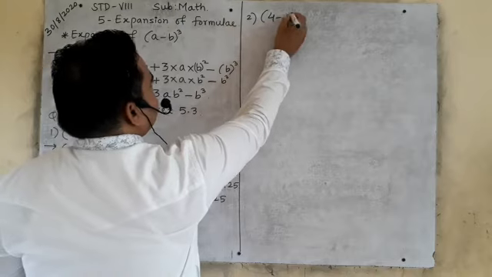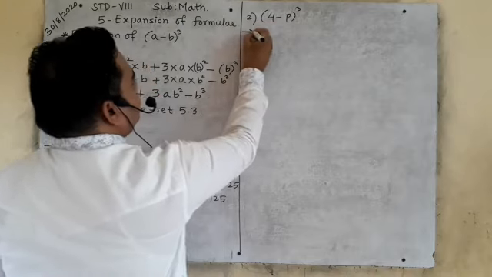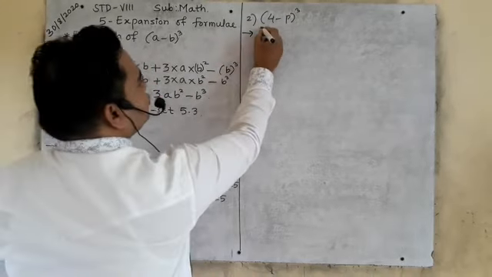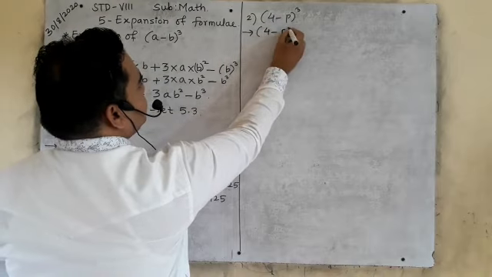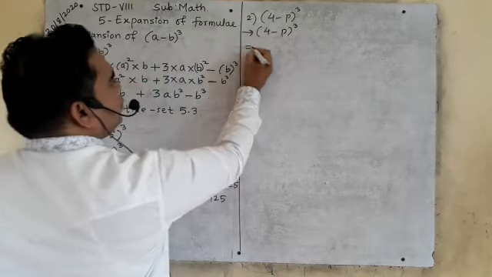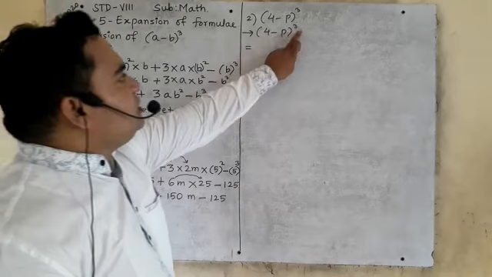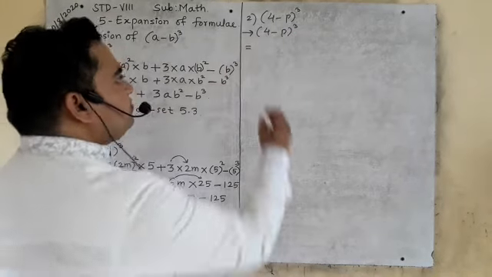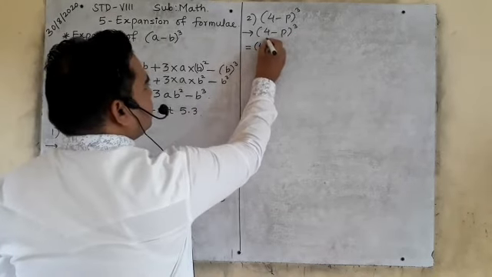4 minus p cube. What will you do? First you will copy the question as it is, 4 minus p bracket cube. Now what will you do? Tell me. This cube you will give to the first term. First term is what? 4 cube.